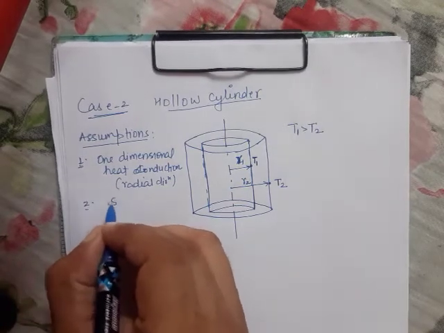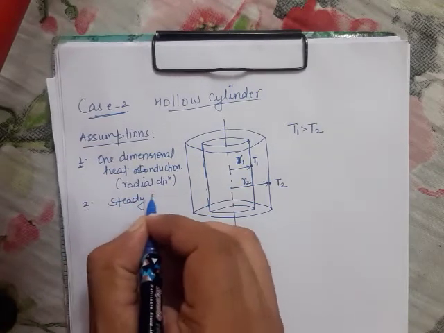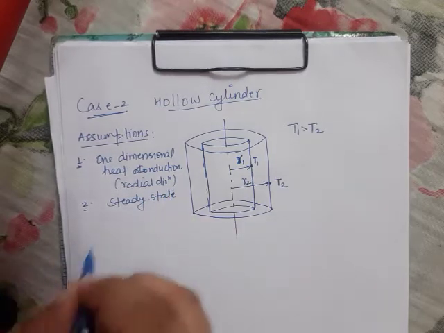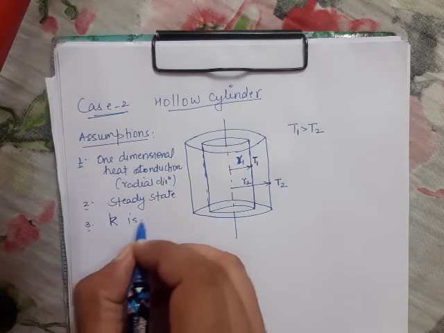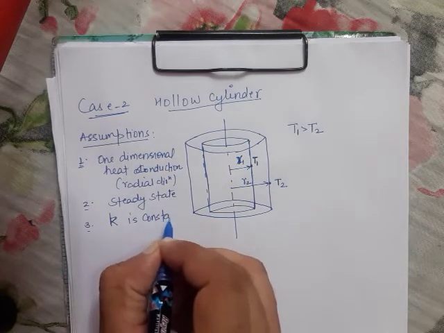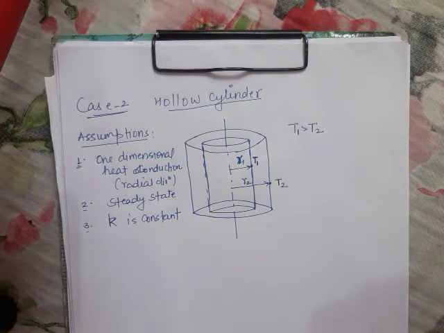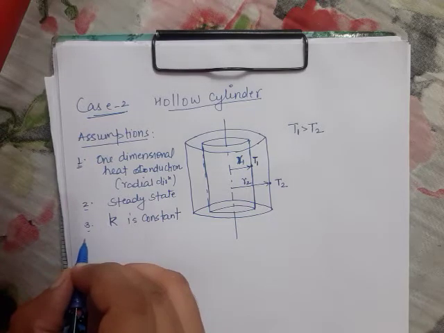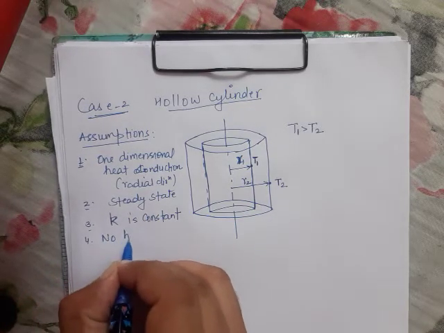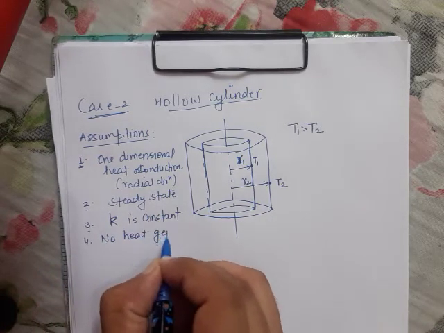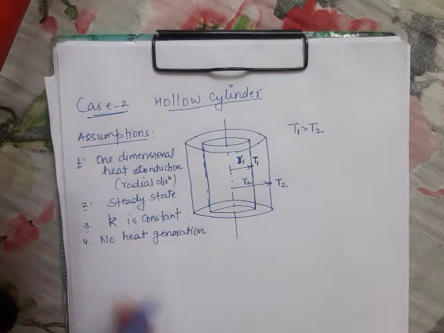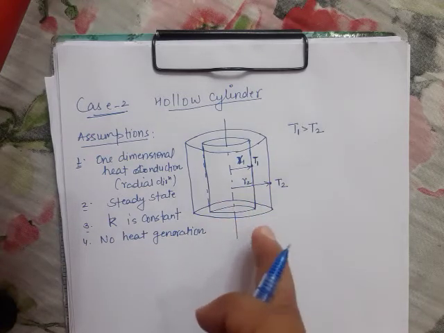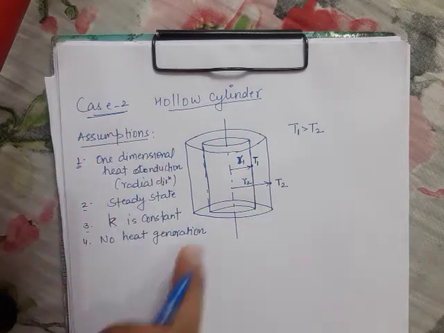Second assumption, steady conditions. Let steady state be there. The third assumption is that the thermal conductivity K is constant. It is not a function of temperature or of space. And the last and final assumption is that there is no heat generation. We need to work out the basic equation of heat conduction for this hollow cylinder under these four assumptions.